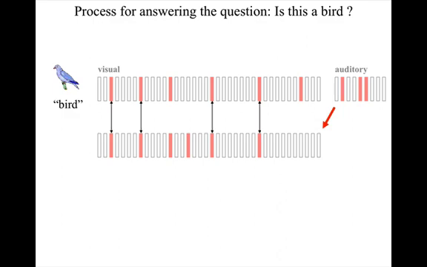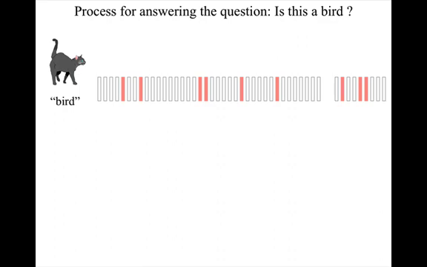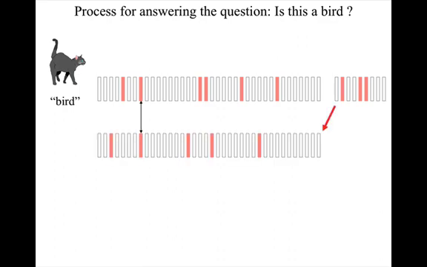If there's substantial overlap between the direct and the indirect activations, that condition can be used to recommend saying that the visual instance belongs to the category. On the other hand, in response to the same verbal question when being shown a cat picture, there's relatively little overlap between the directly and indirectly activated populations, and the condition of little overlap can recommend saying no.